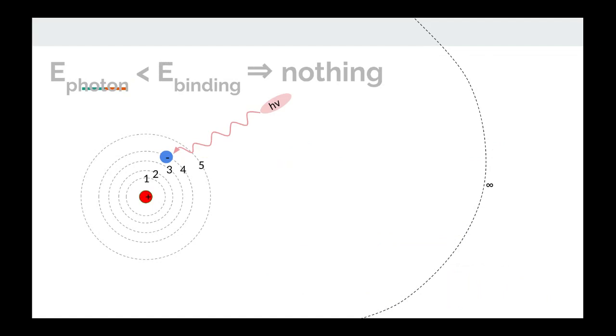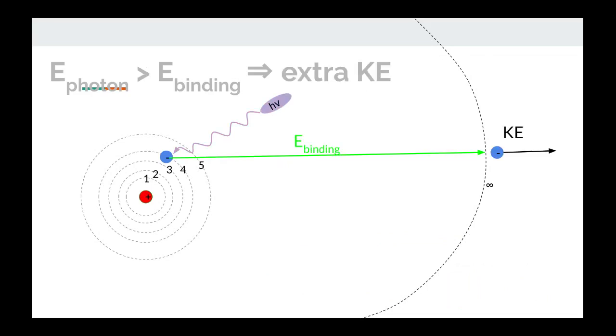And if we look at comparisons of the energy of the photon and the binding energy of a particular electron in an atom, nothing will happen if the binding energy is bigger than the energy of the photon. But if the energy of the photon is greater than the binding energy, then not only will the electron be ejected from the atom, but it will also carry some extra kinetic energy. And then they used that to develop the PES spectrum that we learned about earlier.